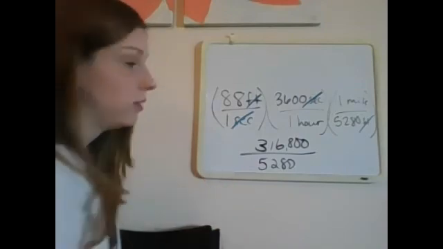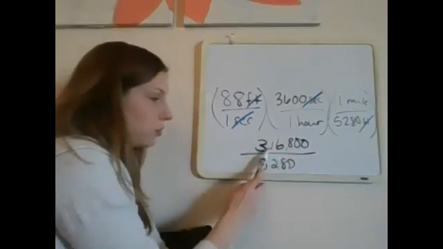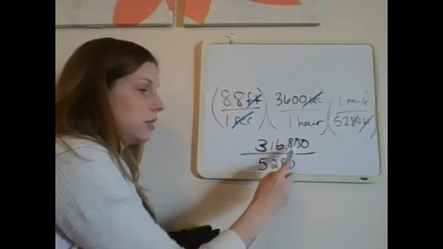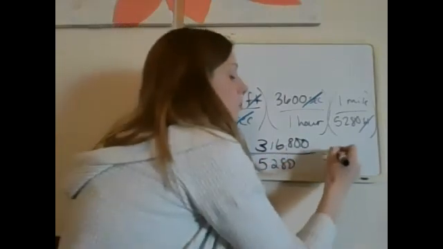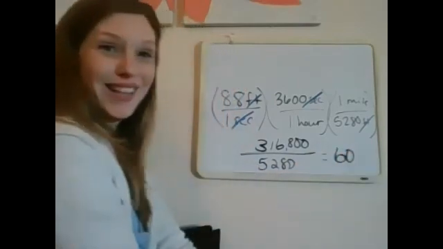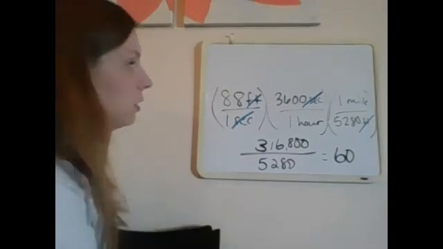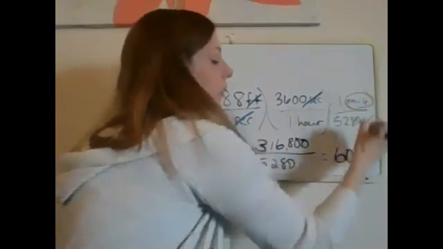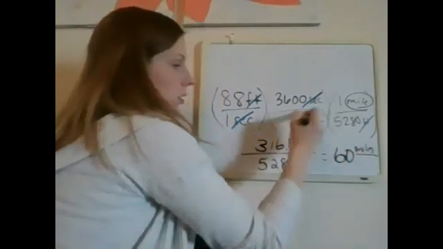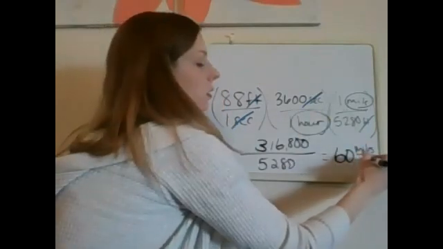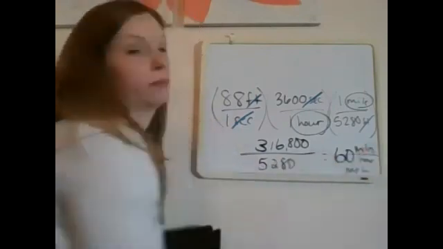Okay, all you got to do now, take this top number, divide it by the bottom number. So 316,800 divided by 5,280 will give you 60. But you're still not done. I know. All you got to do is finish up with what's left. So miles per hour. And you'll see I wrote that out. You can also just write mph. Okay?